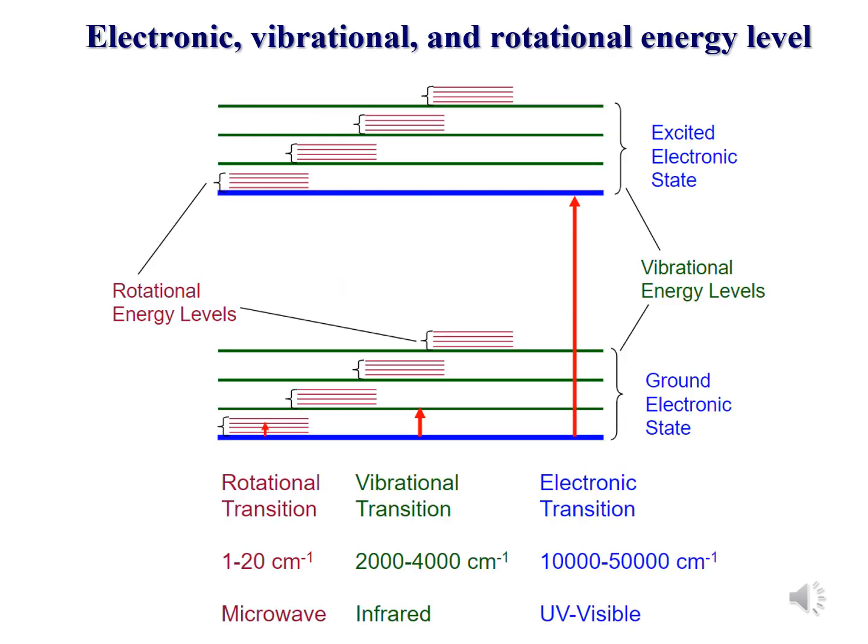This figure shows the relationship between electronic energy, vibrational energy, and rotational energy. The blue lines represent electronic energy levels, and a large amount of energy from ultraviolet or visible light is required to cause an electronic transition. The green lines represent vibrational energy levels, and a medium energy from infrared is required to cause a vibrational transition. The red lines represent rotational energy levels, and a small energy from microwave satisfactorily causes a rotational transition.